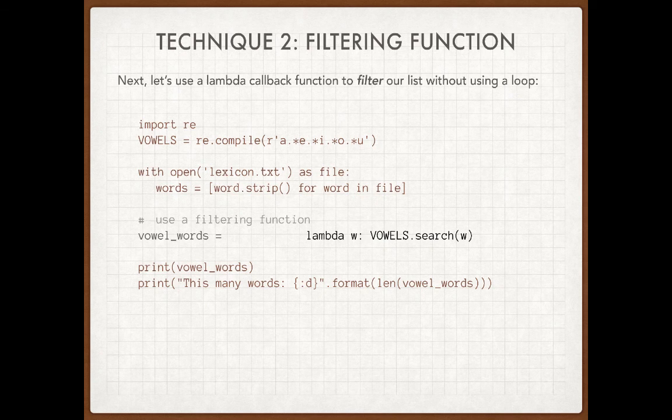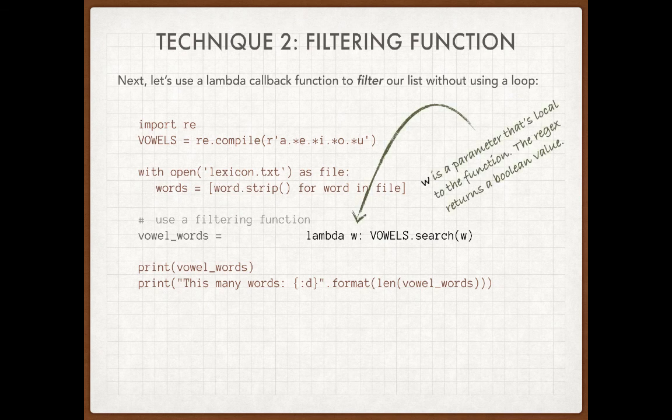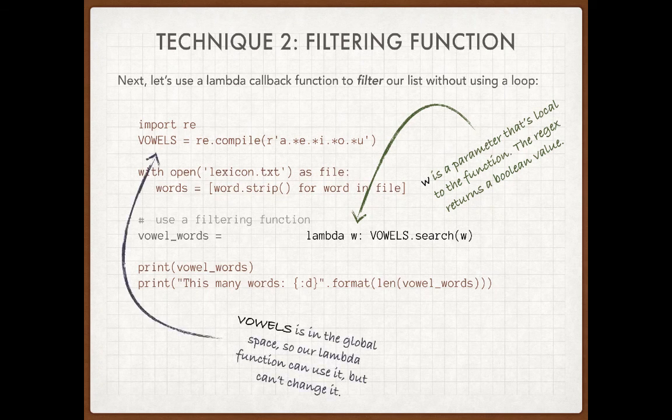Again, what we need in a lambda function here, or in a filter function, is something that returns true or false. The presence of a match is truthy because that would produce a match object. The absence of a match would be falsy because it doesn't have one. So this fits perfectly the concept of a filtering function, and we can just drop that into a tiny lambda function. And again, W there is a parameter that's local to the lambda function, so we don't typically use really long variables there. We often use one-letter variable names to do that. But vowels is in the global space.